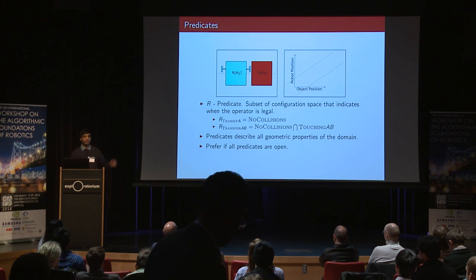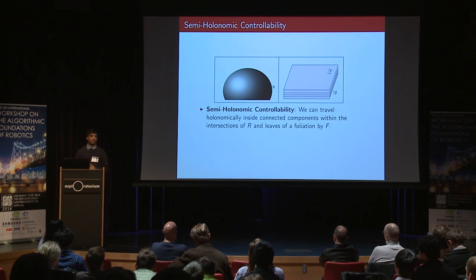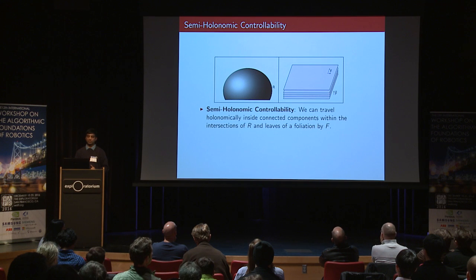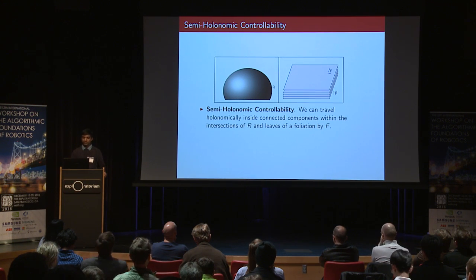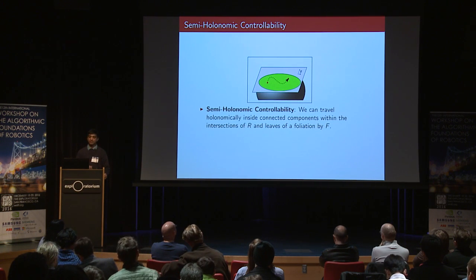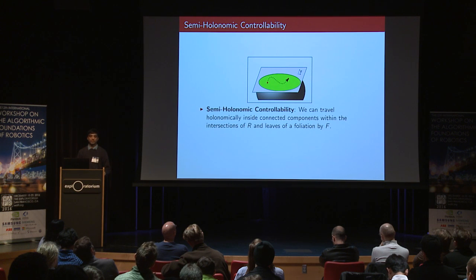But that's not always possible, like in the picture shown. So to tie these two concepts together, we have semi-holonomic controllability. If we start off with a predicate on the left and a foliation over the configuration space defined by our free dimensions on the right, we pick a leaf of that foliation and intersect it with our predicate. And within that intersected space, we can move around holonomically.